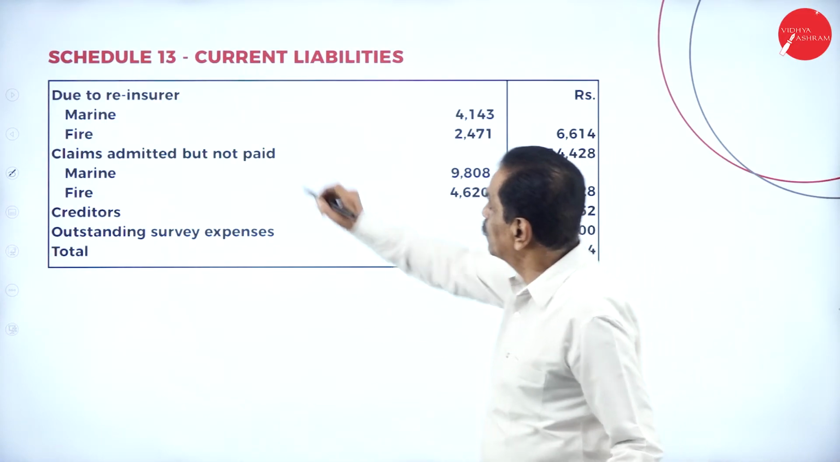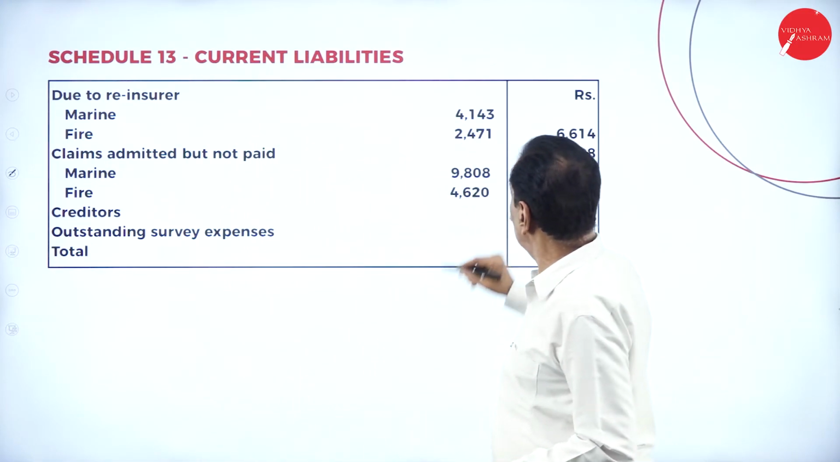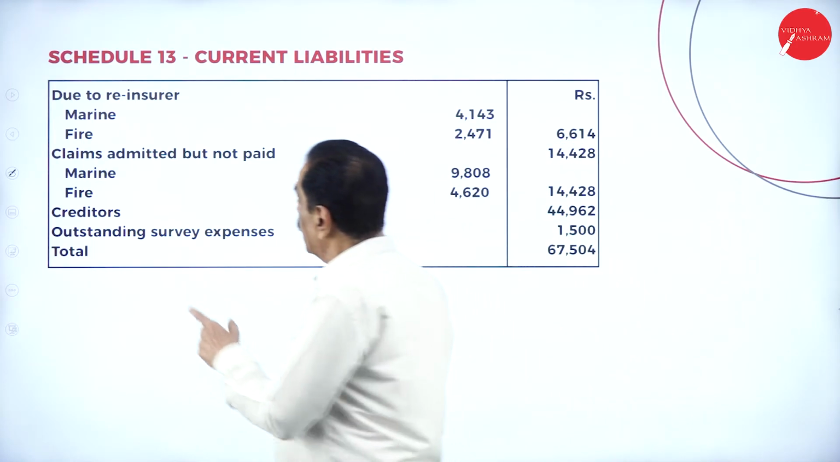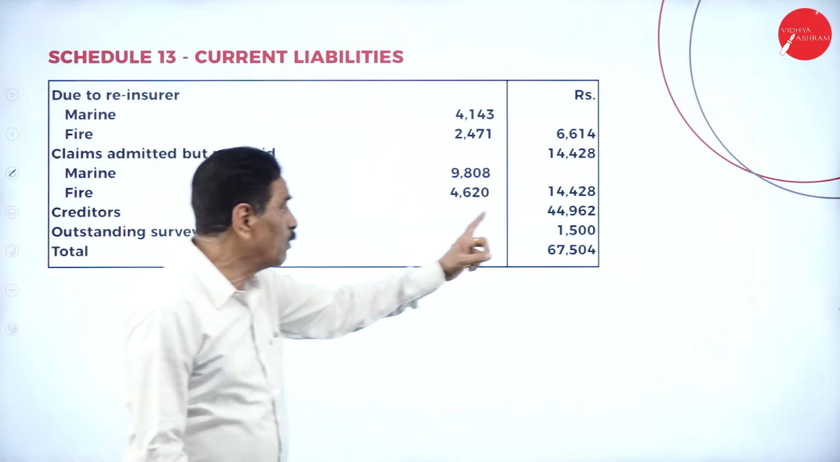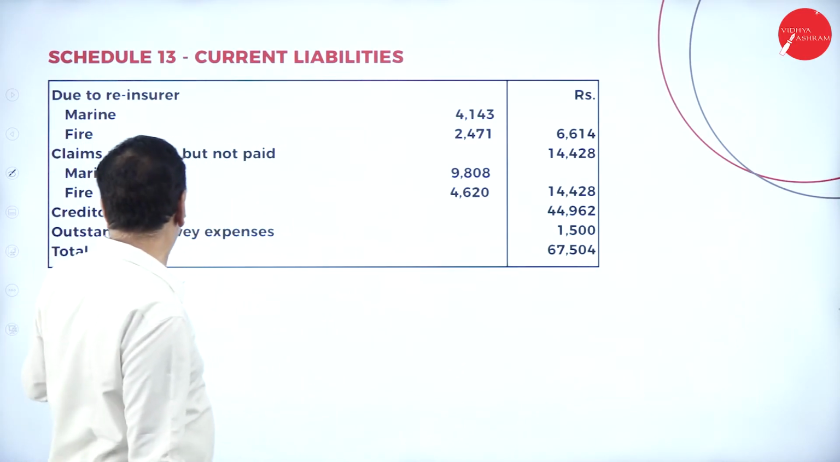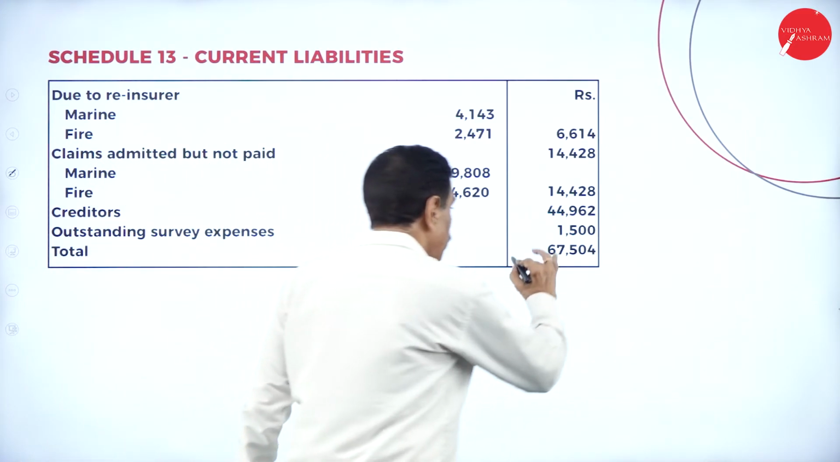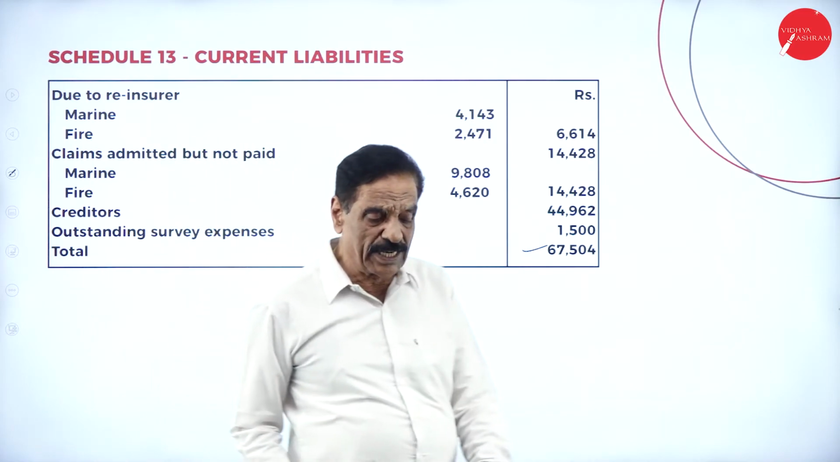Then schedule number 13, current liability which we have to pay due to reinsurance. Totally we have to pay 6614. Claims admitted but not yet paid is outstanding which we have to pay, 14,428. Creditor, we have to pay outstanding survey expense. Totally we have to pay 67,504 as a current liability.